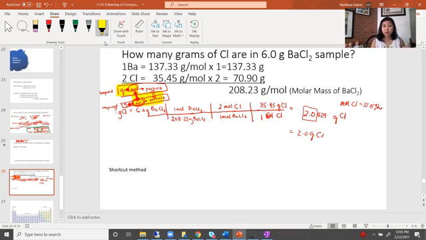Okay, just know that to go from grams to moles, you always need the molar mass. And in this case, for the compound, then moles to moles, and then moles to particles. Okay. In the previous problem, we went a different route. We went from grams to moles to particles and then to particles, or the individual atoms. All right. Now the shortcut method.